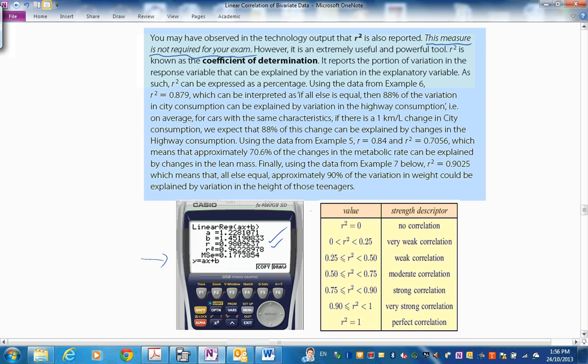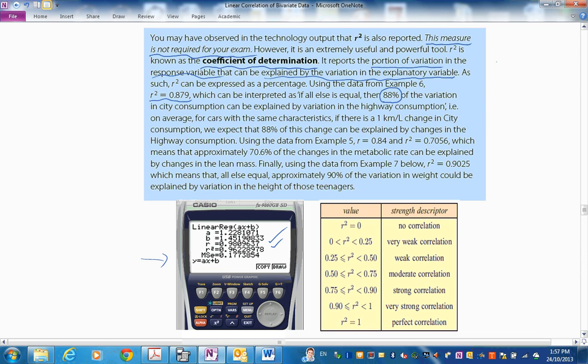Why is that? R squared is known as the coefficient of determination. It reports the portion of variation in one variable that can be explained by the variation in the other. Well, in other words, it's a percentage variation in one which is attributable to the variation in the other. I like the word attributable. Okay, so if we do this car data that they did before, I didn't use it all, I used some of it, r squared is 0.879. If there aren't any other changes, that means 88% of the variation in city consumption can be attributable or can be explained by the variation in the highway consumption.